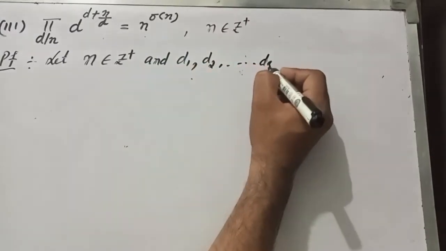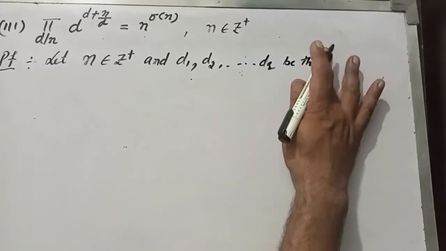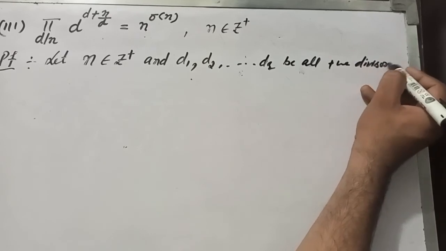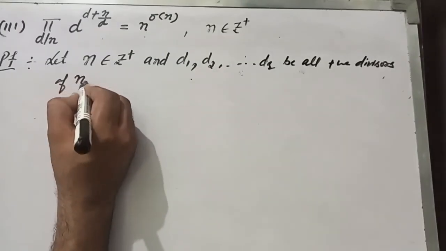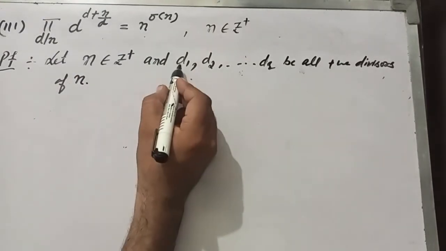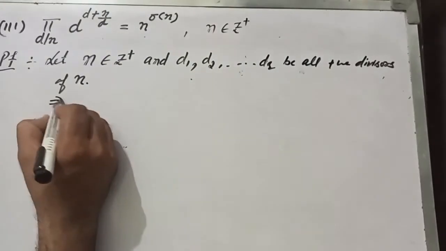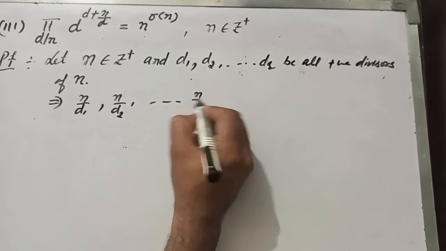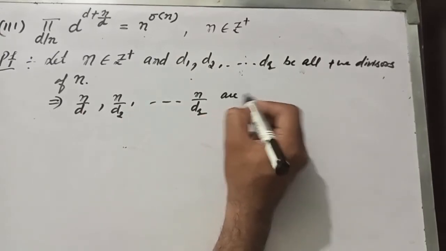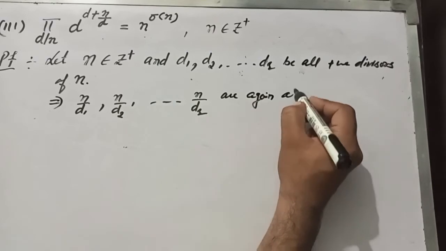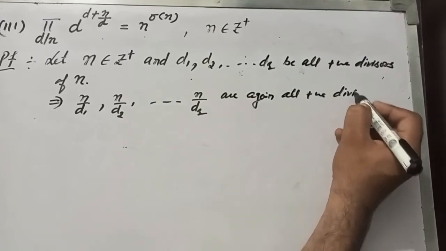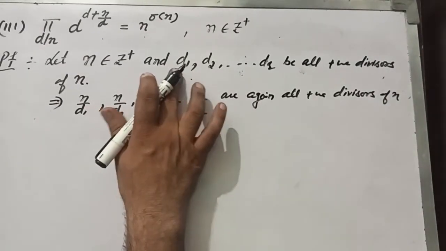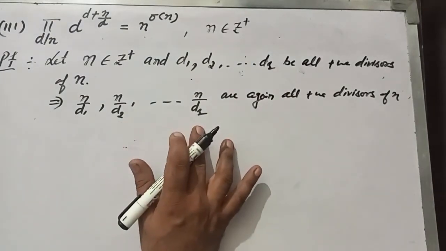Let d1, d2, ..., dr be all positive divisors of n. Since d1, d2, ..., dr are all positive divisors of n, this implies n/d1, n/d2, ..., n/dr are again all positive divisors of n. So these are also positive divisors of n, and you can replace d1, d2, ..., dr by n/d1, n/d2, ..., n/dr.